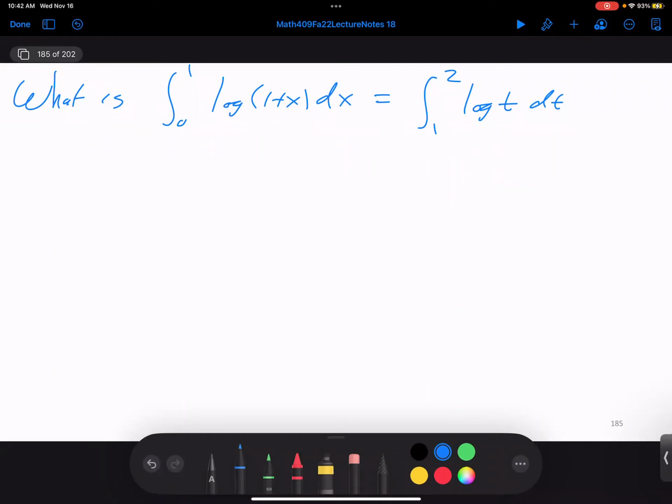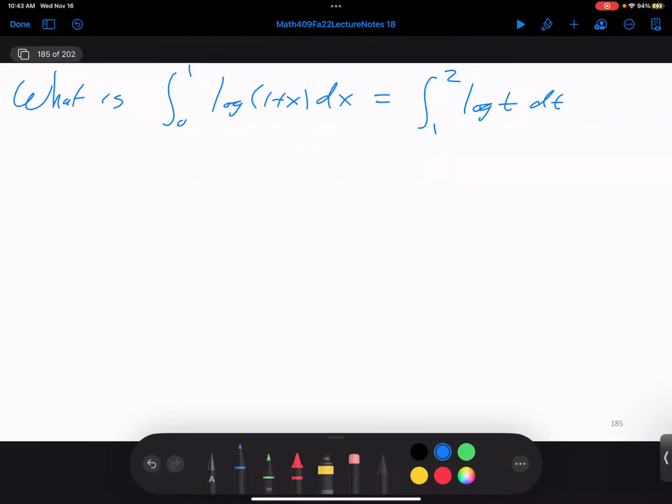So it's asking, do you know the antiderivative for the log of t? If you know it, don't say it aloud. Just raise your hand if you know the antiderivative of the log of t. What do you think it might be? No, that would be the derivative of log of t, right? So it's what function, when we differentiate it, gives us the log of t.